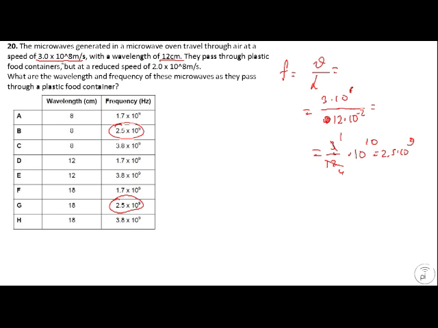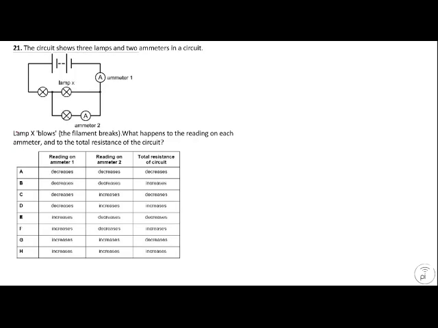Здесь speed, если уменьшается, значит wavelengths тоже уменьшается, потому что speed и wavelengths, они прямо пропорциональны. Если speed уменьшился в 1,5 раза, wavelengths тоже в 1,5 раза уменьшается. Значит 12 деленное на 1,5 будет 8. Значит у нас длина 8 сантиметров должна быть. Ответ будет B. 21. The circuit shows 3 lamps and 2 ammeters in a circuit.